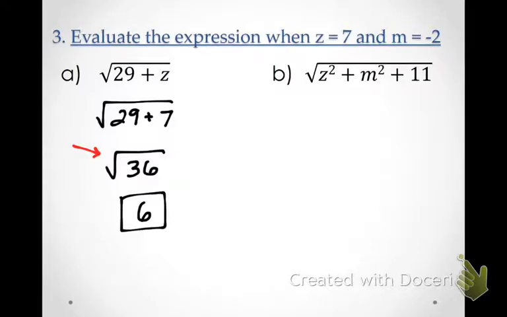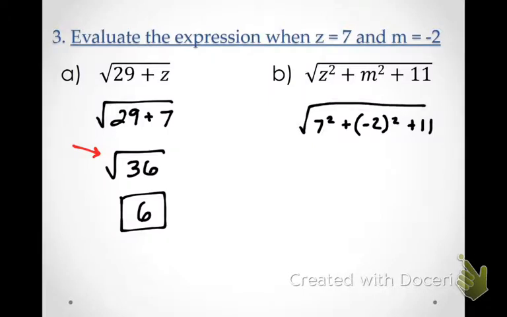I want you guys to try to do problem B on your own. Okay, so the first thing we're going to do is plug it in. Instead of z squared, what will I put? 7 squared. Plus, I want you to keep parentheses right here. What am I writing instead of m squared? Negative 2 squared plus 11. Okay, now once again, make sure you keep that radical sign there.